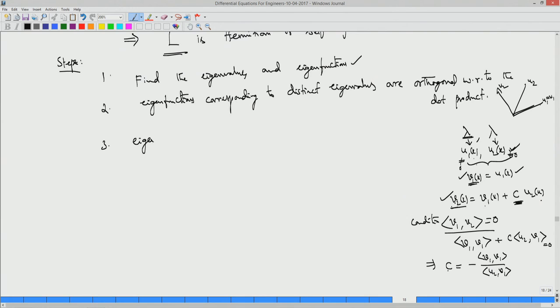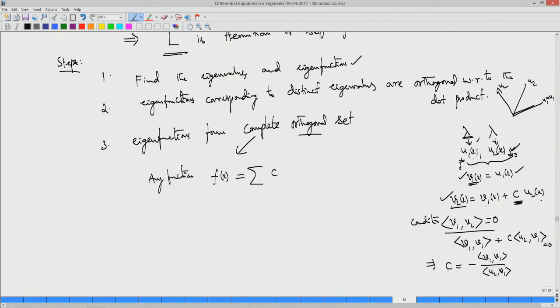So, eigen functions form a complete orthogonal set. Orthogonal we have already seen how to get. Complete means any function, let us say f, I can write as the sum of Cn un, n from 1 to infinity, because you have infinitely many eigen functions. Let us call them, once I make them orthogonal, Vn of x. So, this is what you get, this is actually the Fourier series.